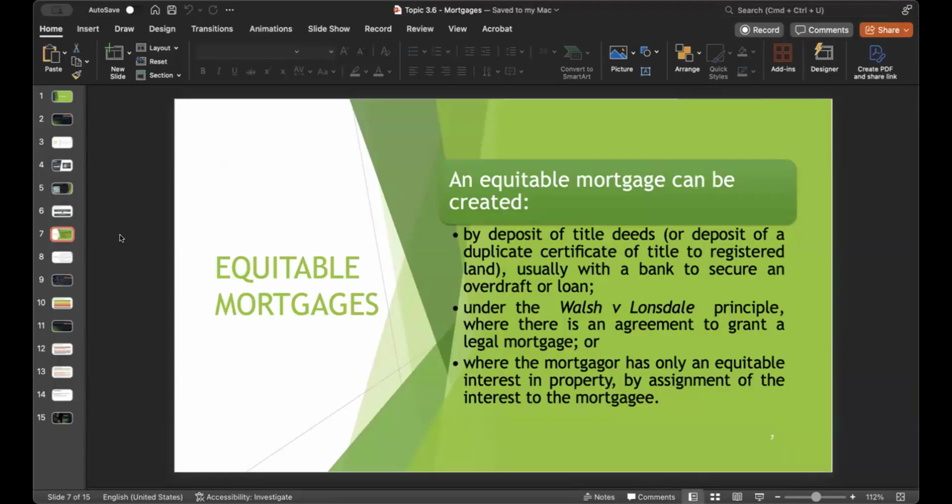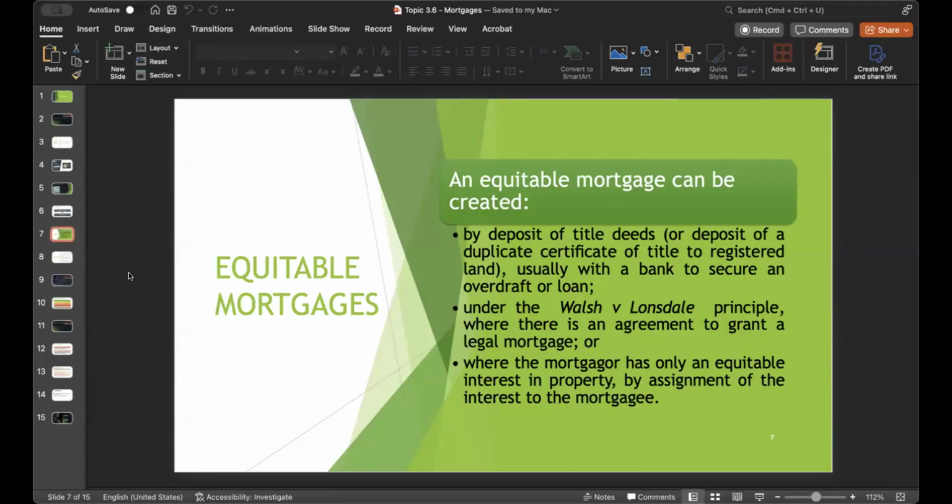Right. Great. So does everyone also understand the definition of an equitable interest? Like, what is an equitable interest in property? You could give me an example. Sorry, I'm kind of lost.